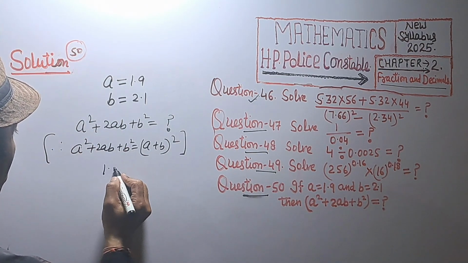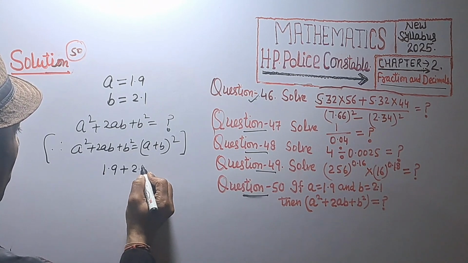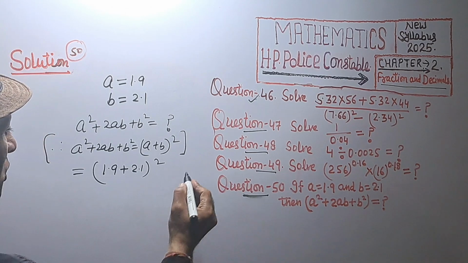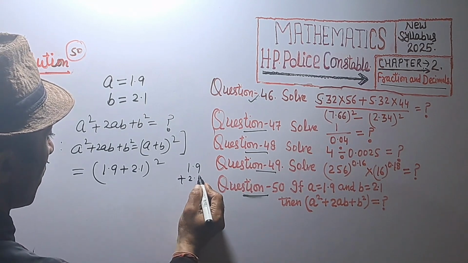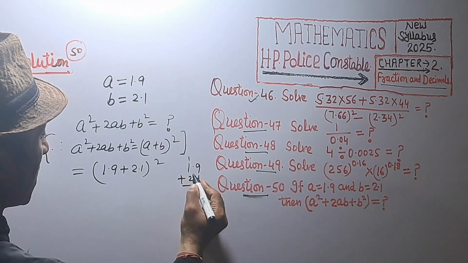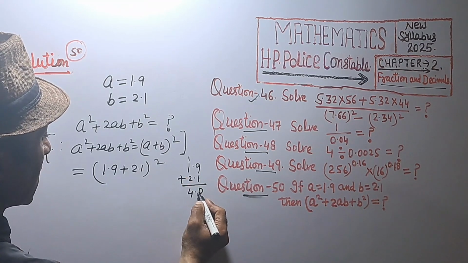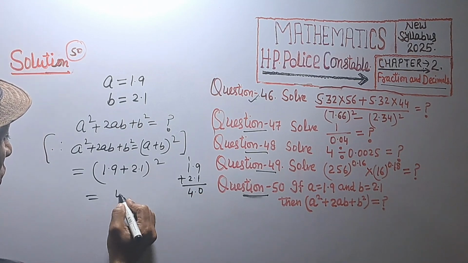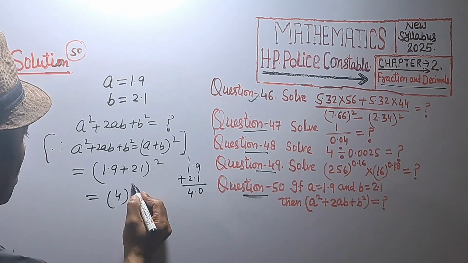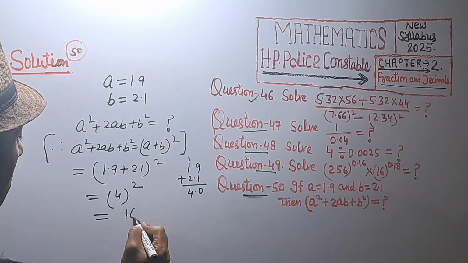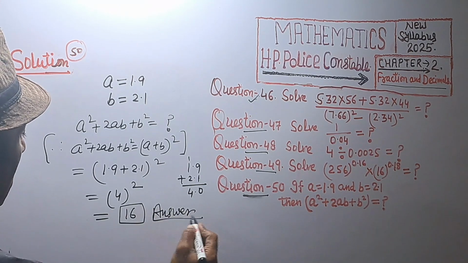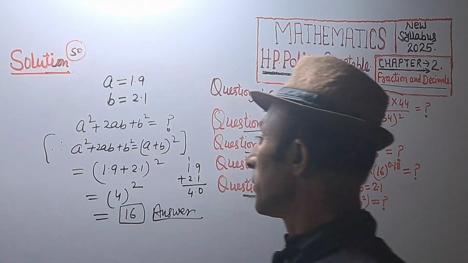Then A is 1.9 plus B is 2.1, and whole raised to power 2. So 1.9 plus 2.1: 9 plus 1 is 10, 1 carry, 1 plus 1 is 2, 2 plus 2 is 4, that is 4.0, that is equal to 4. 4.0 means complete 4, and 4 raised to power 2. 4 into 4 equal to 16. Answer.